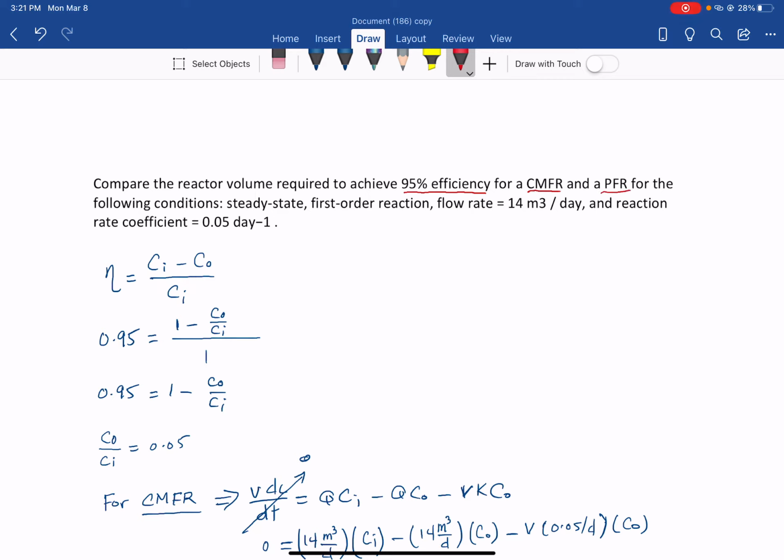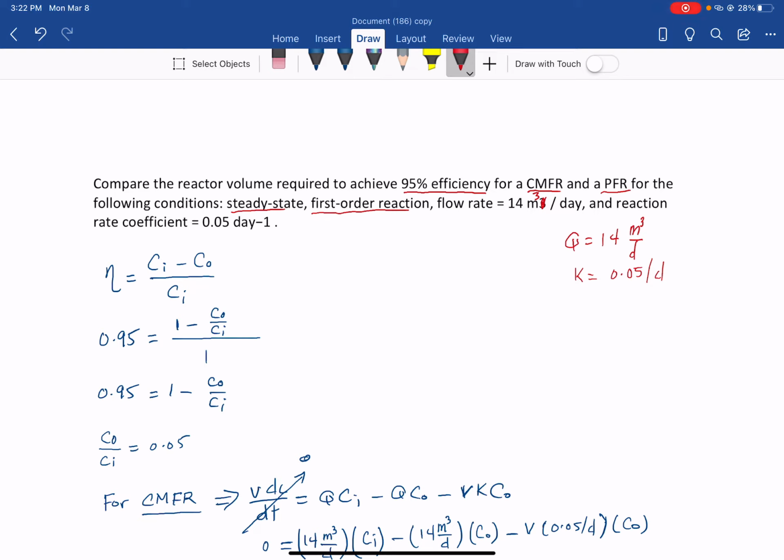So we have two scenarios, CMFR or plug flow reactor, assuming steady state and first order reaction. The flow rate is 14 meter cubic per day, and the reaction rate coefficient K is 0.05 per day.